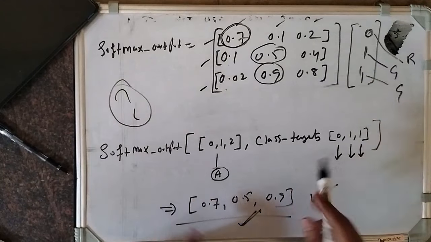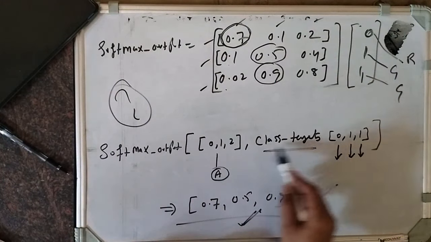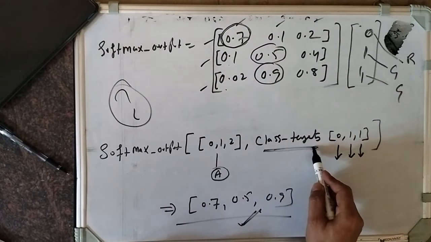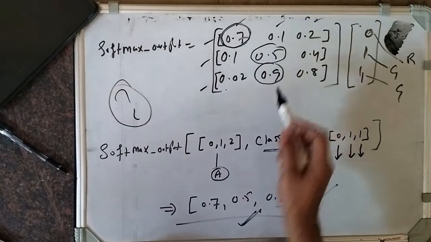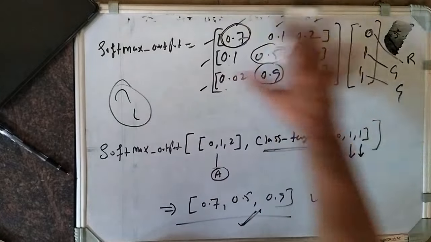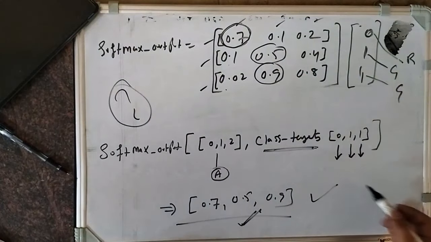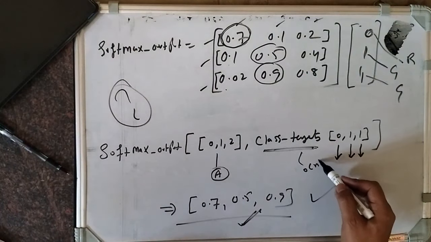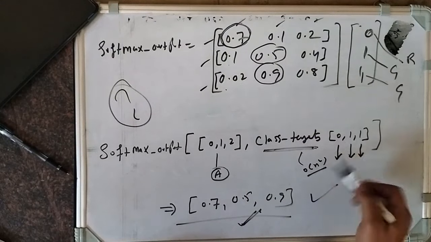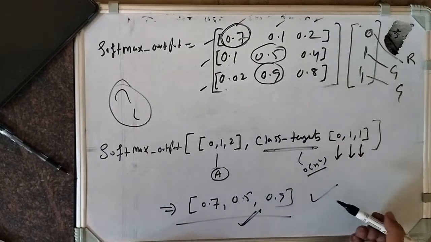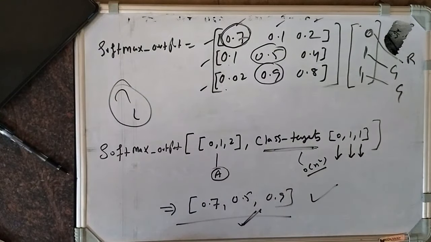But you should also note the class target. What is the time complexity of this class target? You are focusing on 0, 1 and 1. You are going over the overall matrix, keeping one by one. The time complexity will be order of n square. Okay. If you check, this is the time complexity of this one. So up to this we have discussed everything.